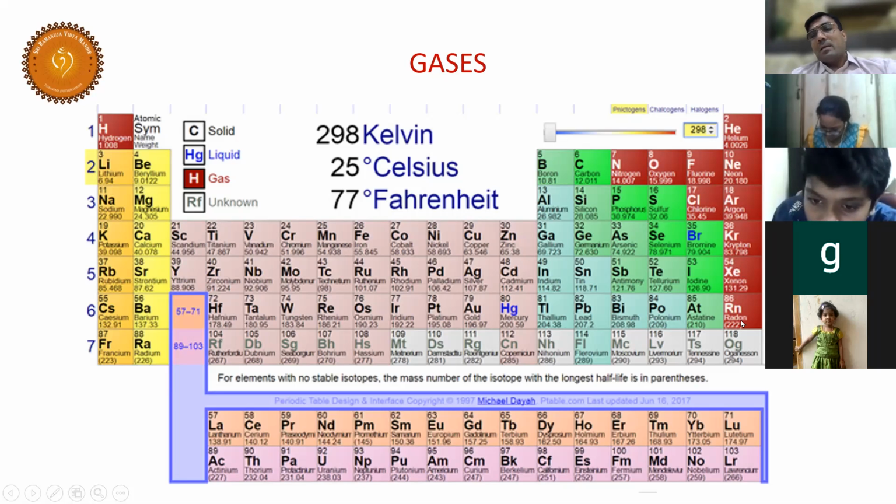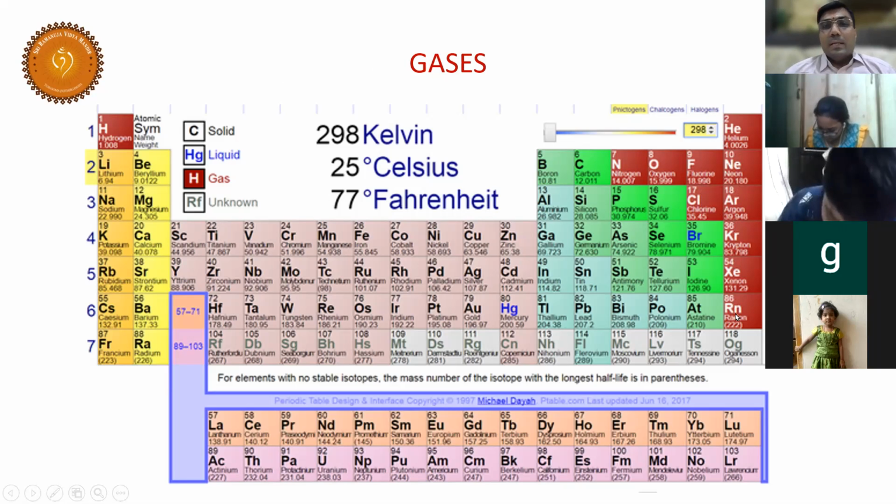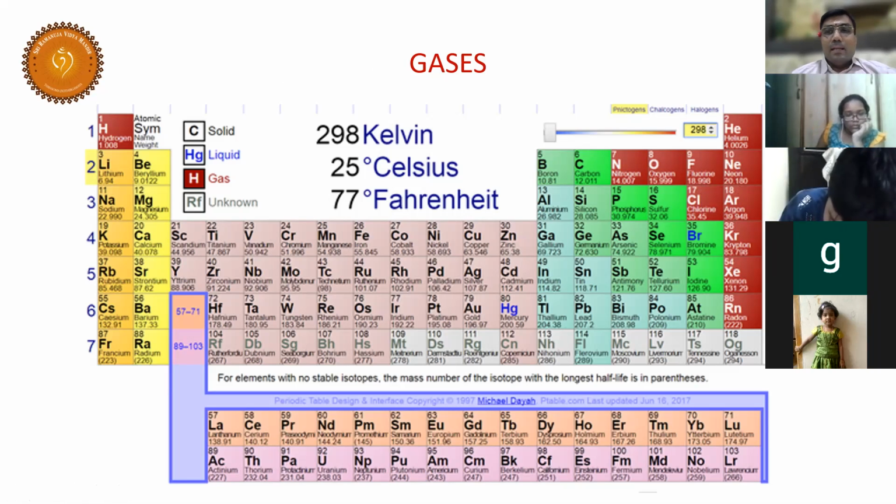These elements are called inert gas elements. Students, have a look here. How many gases do you have? Hydrogen 1, nitrogen 2, oxygen 3, fluorine 4, chlorine 5, helium 6, neon 7, argon 8, krypton 9, xenon 10, and radon 11. So in the periodic table, you have these 11 gases.